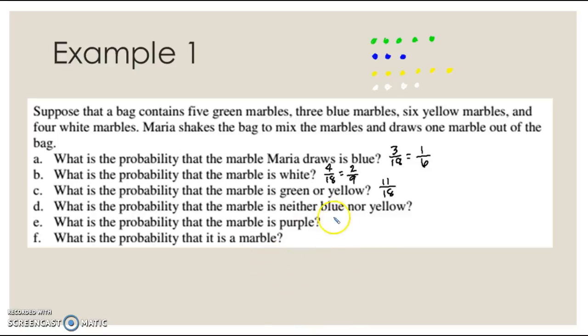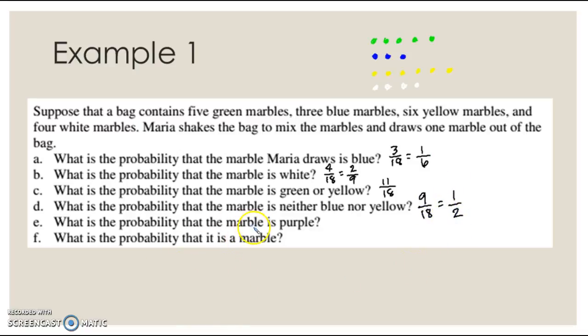The probability that the marble is not blue nor yellow, right? So my blue and yellow ones are right here. So the ones that are not blue and yellow would be the 5 green plus the 4 white, which is 9 out of 18, which we can simplify to 1/2. Alright, oops, I want to get rid of that circle first. There you go. 9 out of 18, which is 1/2.